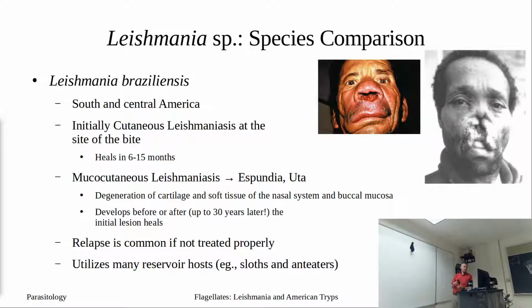So the problem with braziliensis is that it utilizes many, many reservoir hosts. Common ones are probably sloths and anteaters down there. So even if you go out and treat all humans, you still have braziliensis in these other animals. Questions?